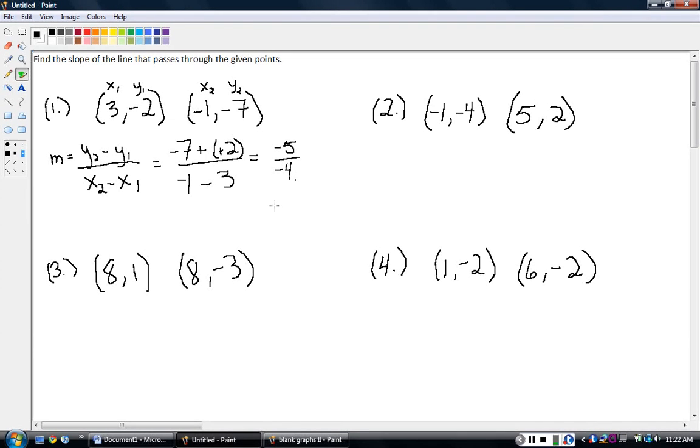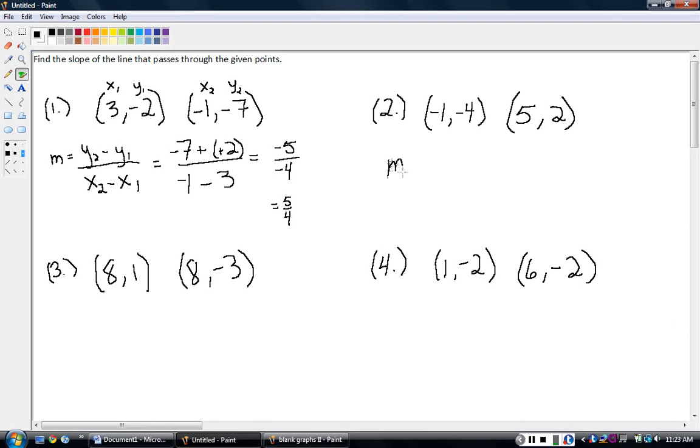And then once I find that slope, I always want to reduce it if I can. I can't reduce 5/4, but I can cancel out these two negatives. A negative 5 over negative 4 is a positive 5 over 4. Okay, and that's it. If I can subtract, I can find the slope.